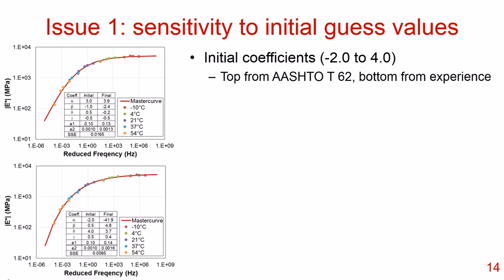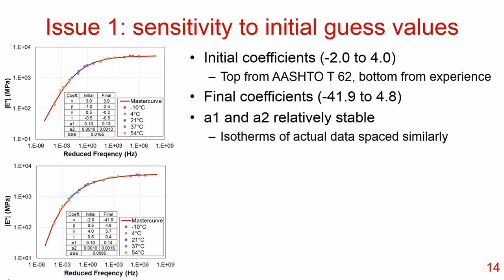Now, we also tried a couple different ones, and this is more from experience. Our alpha was -2, our beta was 0.5, our delta was 4, and our gamma was 0.5. So different than the AASHTO R62 values, but kind of in the ballpark. Our initial values were anywhere from -2.0 to +4.0. Our final coefficients then ranged from -41.9 to 4.8. But you'll notice that the A1 and A2 were relatively stable. And if A1 and A2 are relatively stable, that means our isotherms of actual data are spaced similarly. I'll get to what that means in a second.